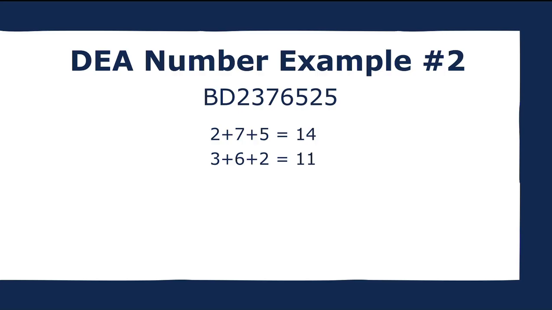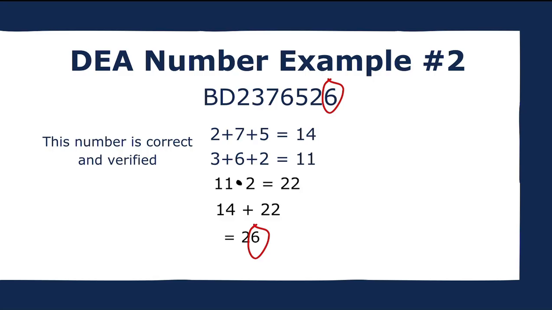Now I'm going to want to multiply that second set of numbers' sum by 2. So I do 11 times 2 equals 22. Now I'm going to add 14 plus 22, and I get 36. Now looking at the last digit of the DEA number and the last digit of my total sum, I see that they both are 6. So this indicates that this number is correct and verified.